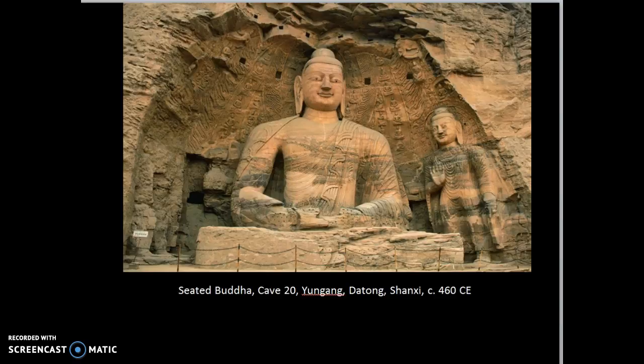This seated Buddha from Cave 20 was carved about 460 CE, and it was carved by imperial decree of a ruler of the Northern Wei dynasty. This is actually one of the dynasties that was the longest lived and most stable kingdom during this period.